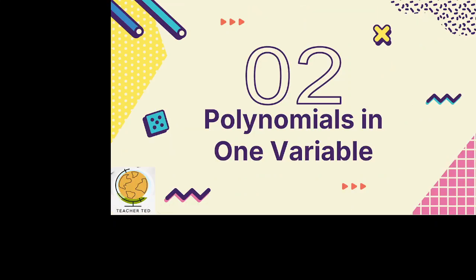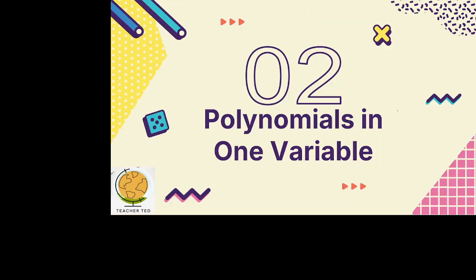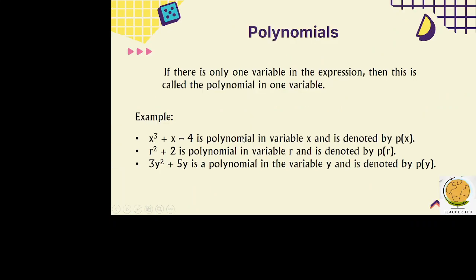Let us go with polynomials in one variable. Just now we saw a polynomial in two variables: x is one variable and y is another variable. For example purposes, I have taken this example. Now, for the sake of the basics, I'm going to take up one variable. What is the meaning of it? As I said in the earlier slide, if there is only one variable in the expression, then it is called a polynomial in one variable. You can take any number of examples.